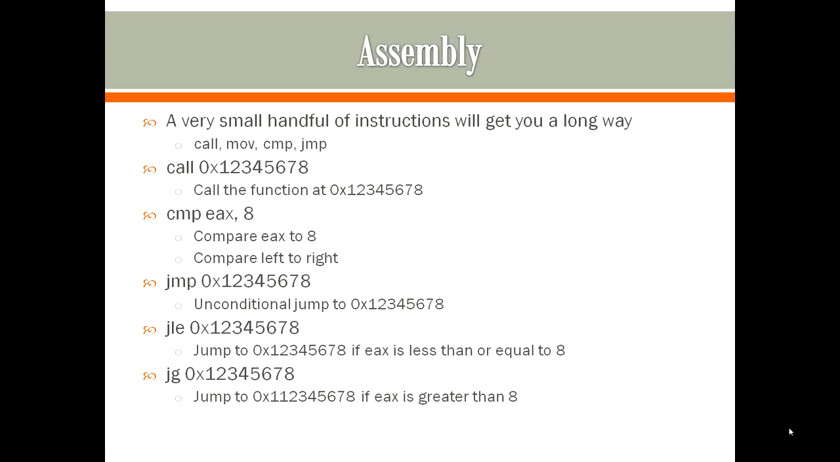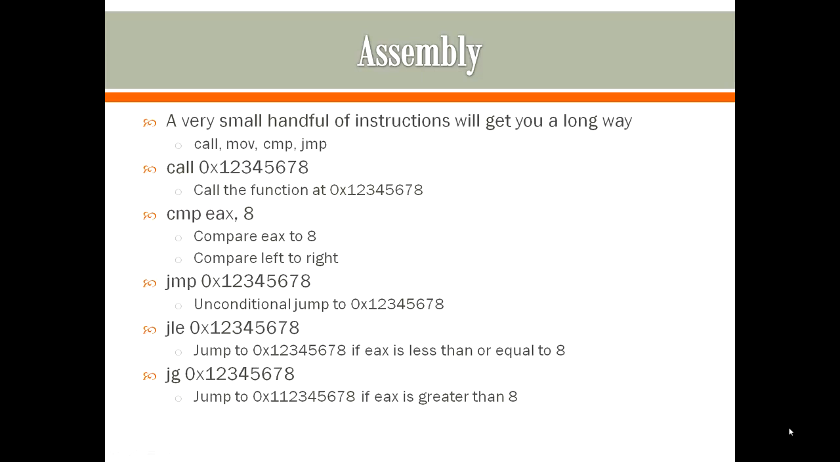For example, the call instruction will call the function located at the address 12345678 in hex. Next, we have compare EAX to the value 8. Notice how the comparison is conducted left to right. Typically, a jump instruction will occur when a comparison is made. The first jump instruction is an unconditional jump, where you will jump to execute the instruction at address 12345678 in hex. And again, this just represents an arbitrary address.